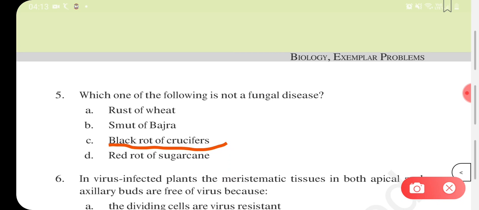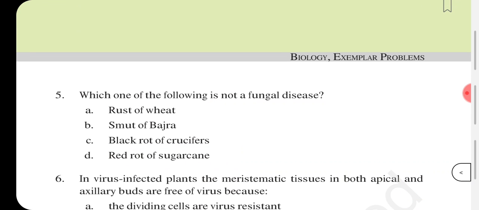Fungal diseases include rust of wheat, we call it brown rust of wheat, which is fungal. Smut of bajra is fungal. Red rot of sugarcane is also a fungal disease. Apart from that, there is also late blight of potato, which is also because of fungal infection. Whereas black rot of crucifer is a bacterial disease. And by virus, which one? Some examples of diseases caused by virus include tobacco mosaic and turnip mosaic.